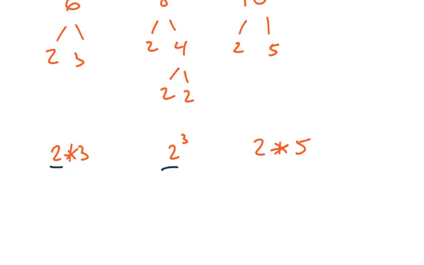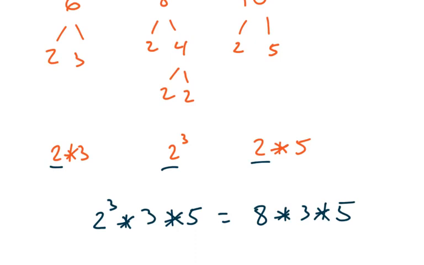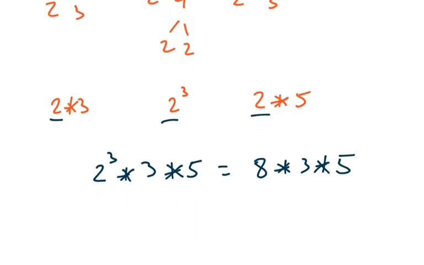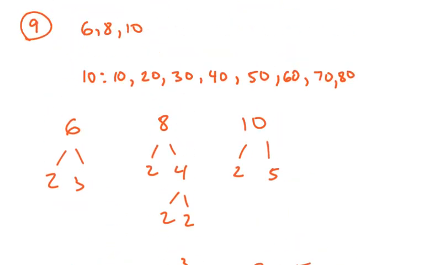Okay, so I've listed them, and now I'm going to take the highest power of each. So for 2, I have 2, 2 to the third, and 2, so I'm going to take 2 to the third. I only have 1 3, so times 3, and I only have 1 5, so times 5. So this is going to be 8 times 3 times 5. Now again, I want to encourage you that when you have to multiply through, look for the easiest combination. So I have 8 and 5 is 40. 40 times 3 is 120. And that's your LCM.